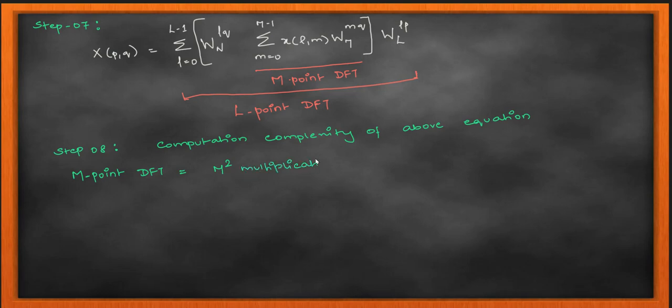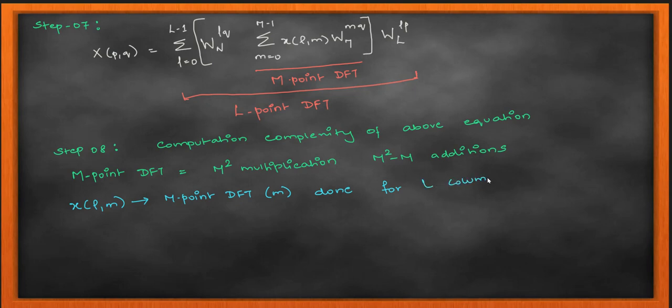Have I succeeded in reducing the number of multiplications and additions? That is what I want to check here. For my M point DFT, normally I require M square multiplications and M square minus M additions. But now you need to check this x of L comma M.